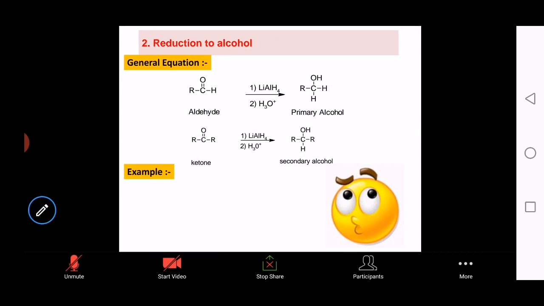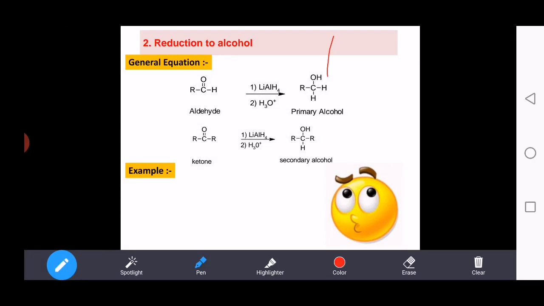So boleh tengok sini contoh general equation. So daripada aldehyde, okay, you undergo reaction menggunakan reagent lithium aluminium hydride followed by H2O plus. So you akan dapat primary alcohol. So apa yang berlaku, hydrogen akan masuk dalam sini. So nampak ni, dua hidrogen masuk aldehyde.